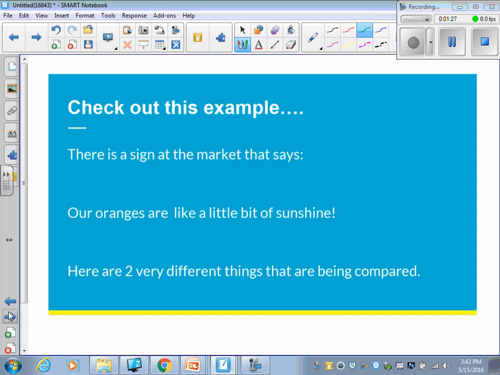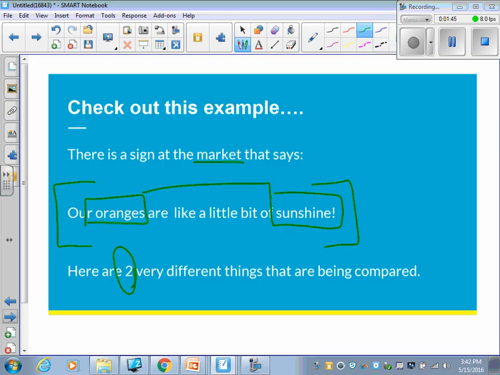There's a sign at a market, like at a grocery store, and it says, "Our oranges are like a little bit of sunshine." Here are two very different things, and they are using oranges and comparing them to sunshine. And these things are being compared. This is a simile. Our oranges are like a little bit of sunshine.